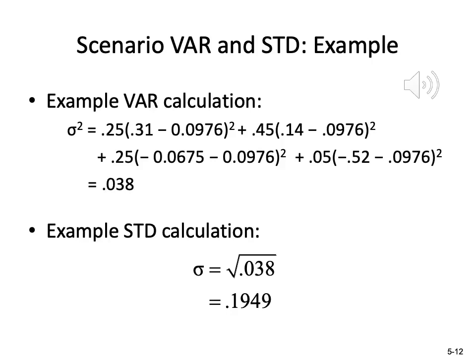Plus the second state, which is the good state, 45% of the chance. In a good state, the stock will return 14% minus the mean return, 9.76% again. Here we have the square because we are looking for the distance. So on and so forth, we calculate the remaining 2 states. So the variance is going to be 0.038. To calculate the standard deviation, we take the square root of the 0.038. We have 0.1949.